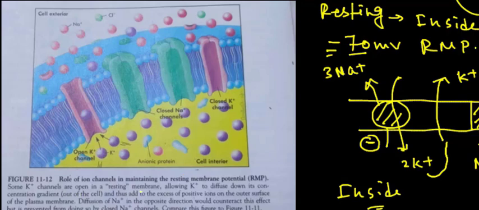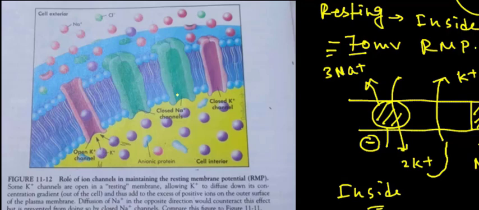So the K plus channels are open in the resting membrane, allowing the K plus to diffuse down its concentration gradient out of the cell, and thus add to the excess positive ions on the surface of the plasma membrane. Diffusion of the Na plus in the opposite direction would counteract this effect, but is prevented from doing so by closed Na plus channels. Compare the figure.